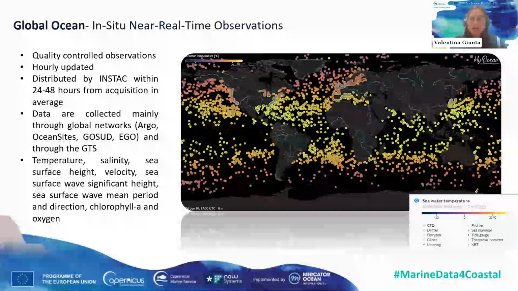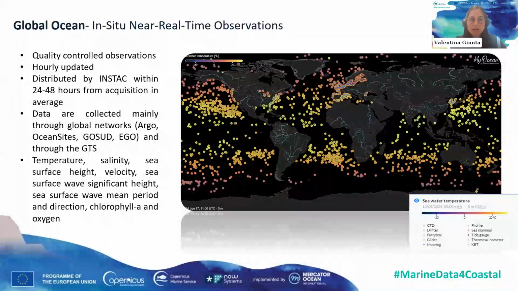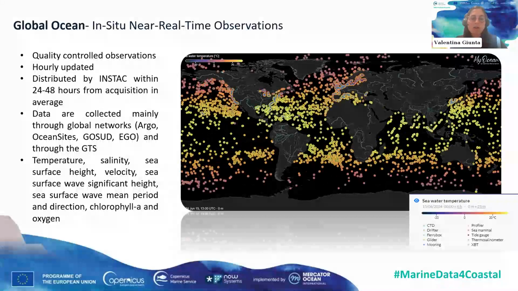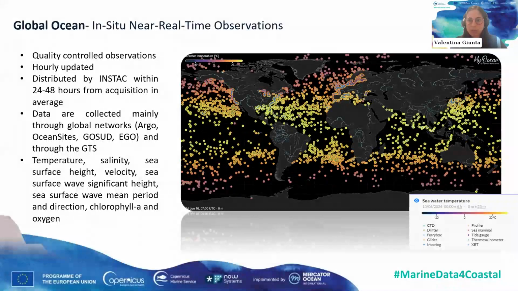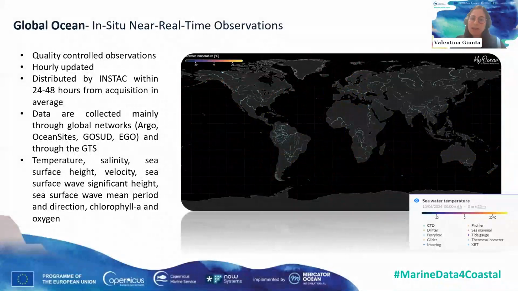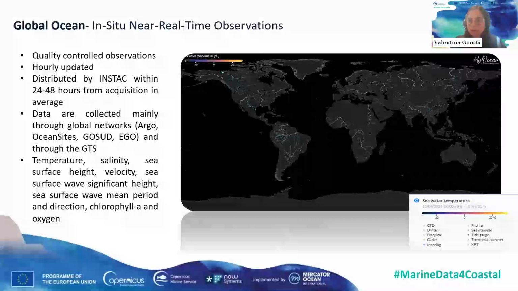All the data are collected through different platforms and networks such as Argo, Oceansites, EGO. The variables that you can find for this specific product can be temperature, salinity, sea surface height, velocity, sea surface wave significant height, chlorophyll, and many others as well. And it's very nice because in our visualization tools, you can see the platform from which each data point is coming.